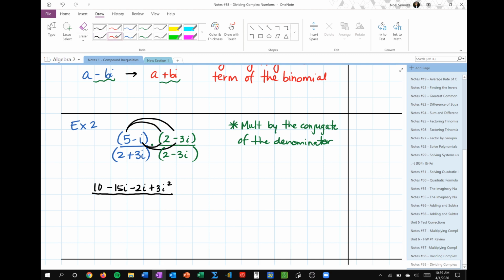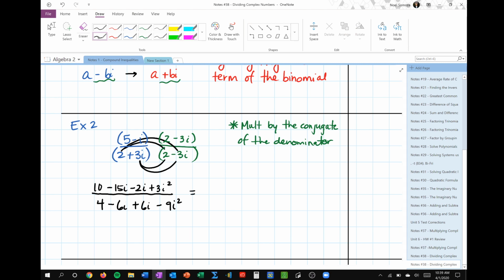All right, now the denominator. Let me get rid of these so they're not in the way. The denominator, now you're going to multiply, same thing, you're going to FOIL, right? So you multiply 2 times 2, that's 4. 2 times -3i, that's going to be a -6i. 3i times 2, that's a positive 6i. And then 3i times a -3i, that'll be a -9i squared.